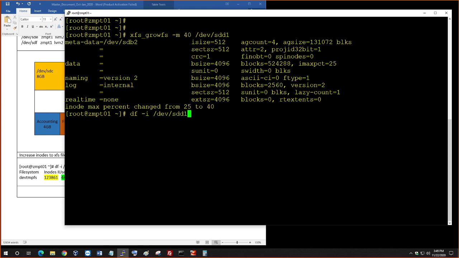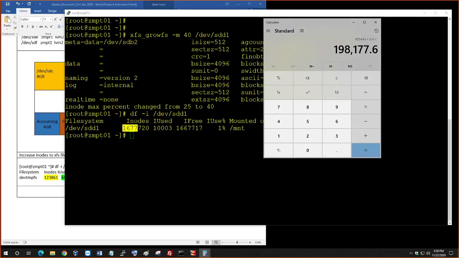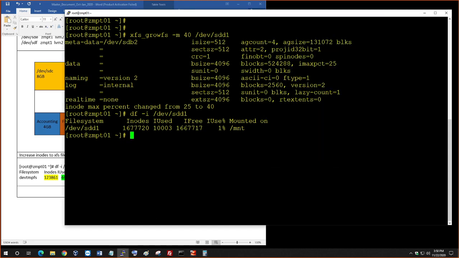/dev/sdd1. Okay, now it says 67%, 67,000. So my calculation is wrong. Why? What is it based on? Okay, but let's run that command here and see which percent is it set to. I'm going to hit enter, and it's using the maximum inodes out of its 40%.